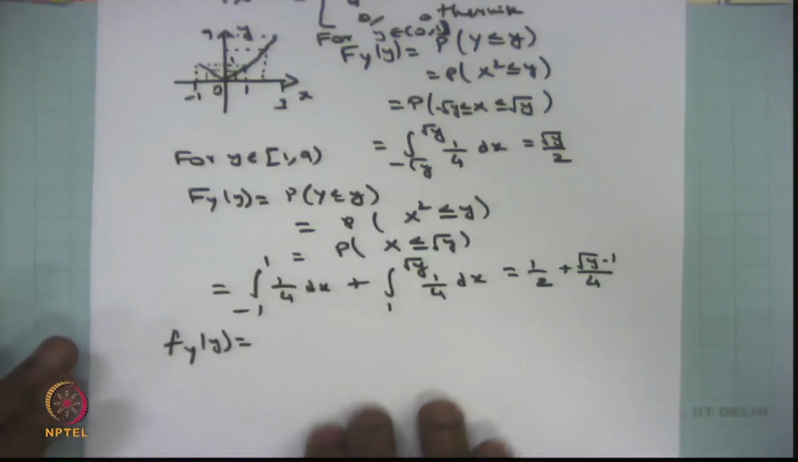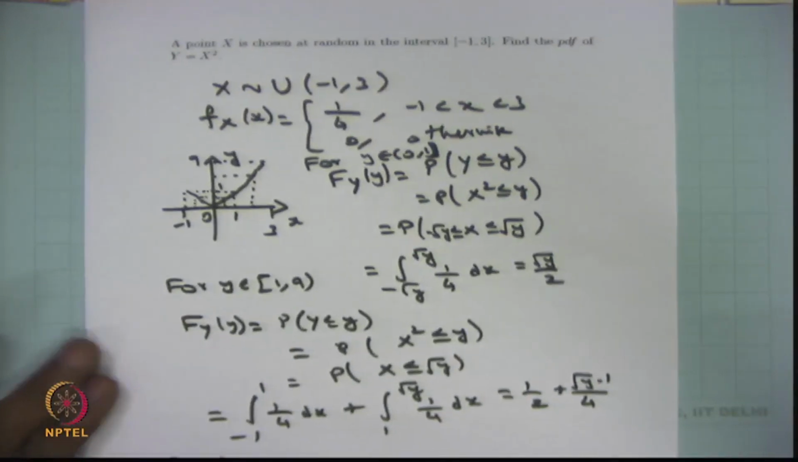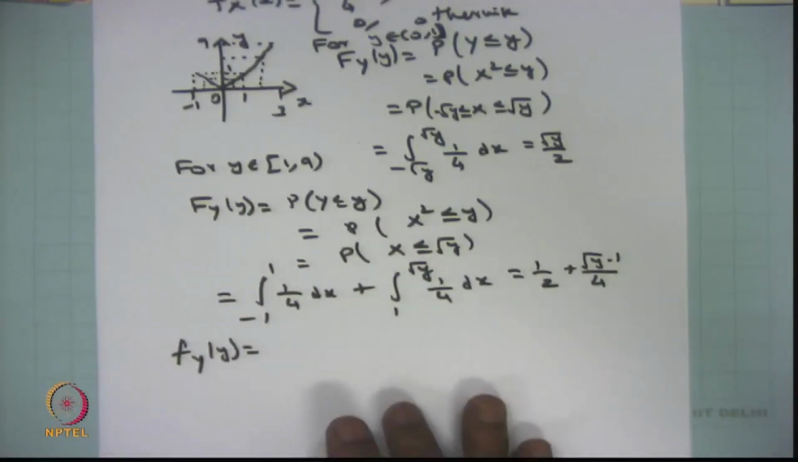That is the question. The question is find the probability density function of y equal to x square. If the question is find the distribution of y, you can leave it with the CDF. Since the question is find the probability density function, you have to differentiate the CDF to get the probability density function of y.